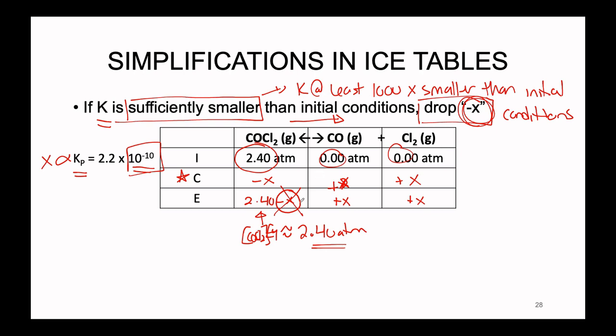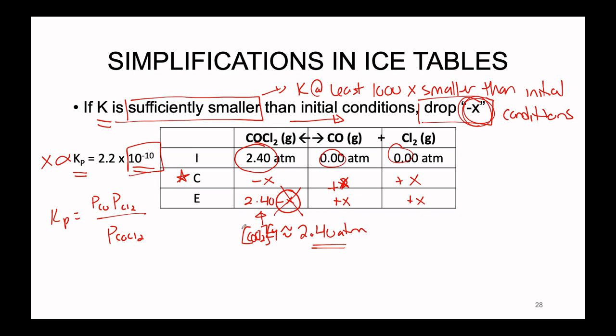You still basically have, at eyeball, 1 trillion marbles. So that's what we're doing here. We are removing this minus X because the change is so insignificant. All right, so this is actually going to simplify our work a lot. We can set up our equilibrium expression. Our Kp, which we have the value it's equal to, is going to be equal to the partial pressure of CO times the partial pressure of Cl2, all divided by the partial pressure of COCl2.